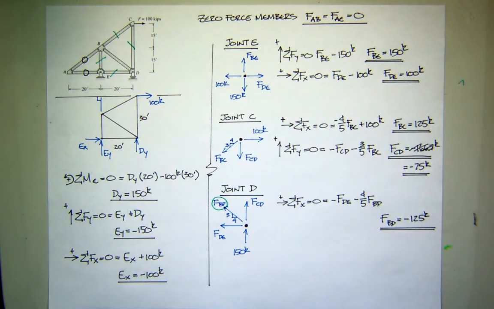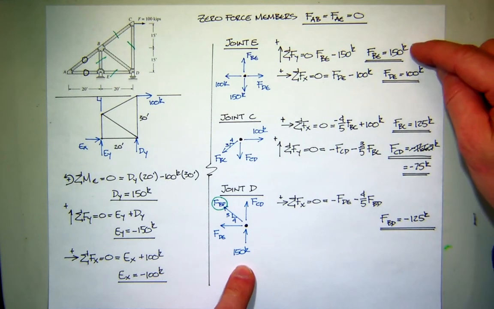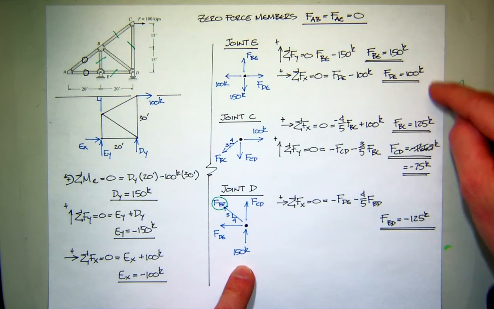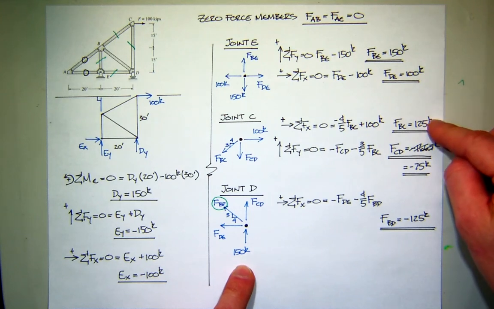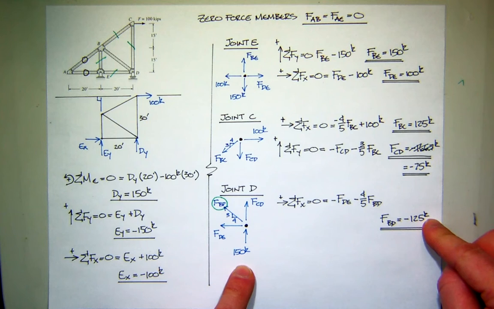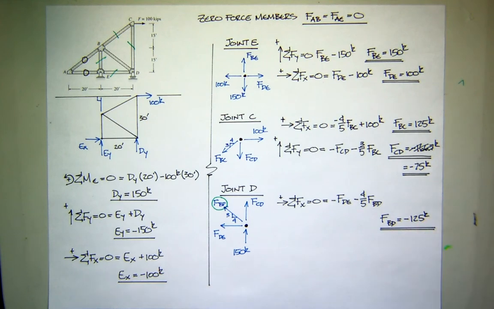So now we have all the information we need. So you could go back and summarize the problem and say BE is in tension, DE is in tension, BC is in tension, CD compression, BD compression. So any other questions? All right. Then I'll stop that.